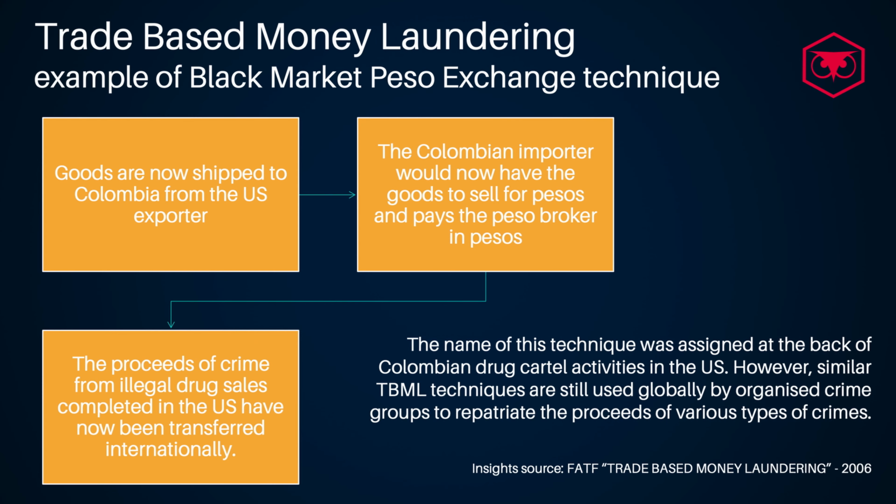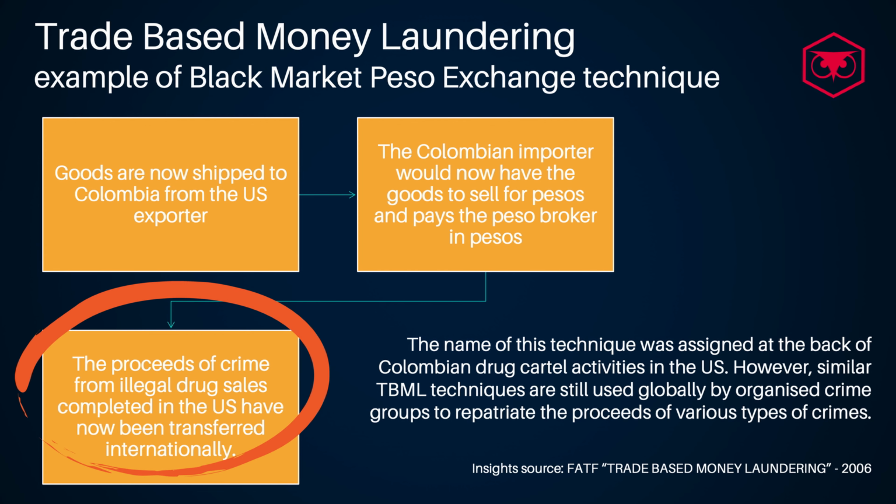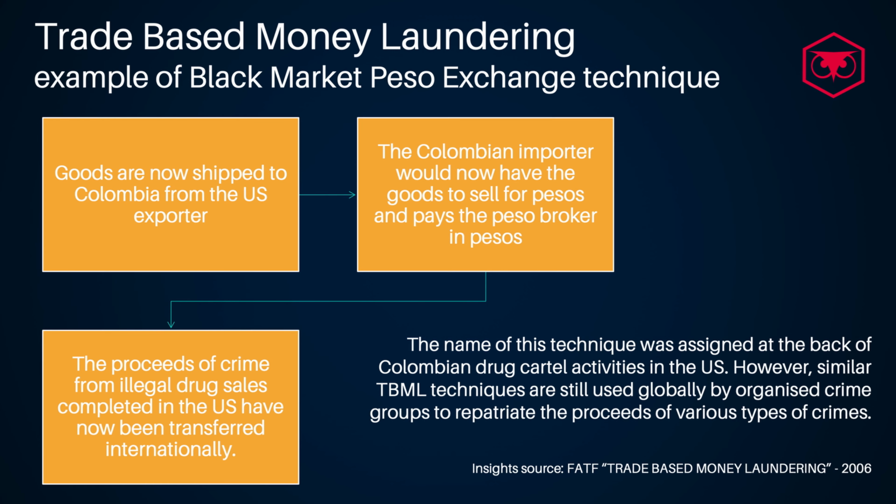At this point, as the invoices are paid, the goods are shipped to Colombia from the US exporter, and the Colombian importer now has the goods to sell for pesos and pay the peso broker in pesos. The proceeds of crime from illegal drug sales completed in the US have now been transferred internationally.